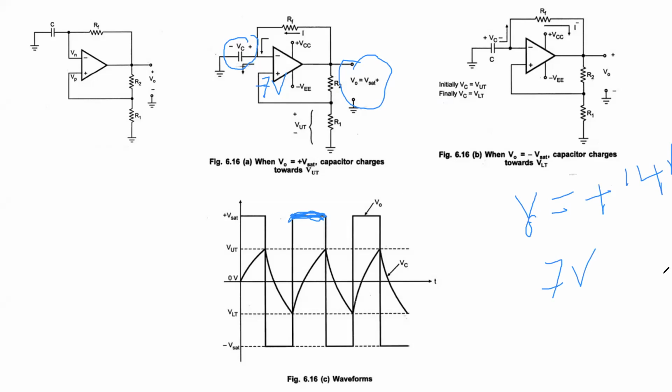Suppose the capacitor is at 0 and charges up to 14 volts. While charging, is there a VUT line in between? VUT is how much? Plus 7 volts. Right. So the capacitor must cross this threshold point.